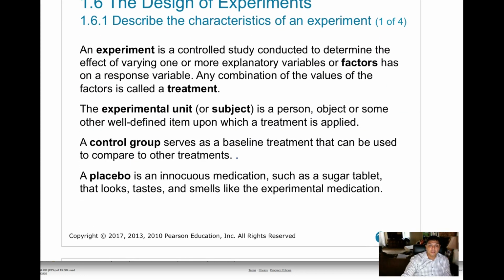The first thing to think about is, what is an experiment? It's a controlled study conducted to determine the effect that varying one or more explanatory variables or factors has on a response variable. So we do something to an explanatory variable because we have a hypothesis that it's going to affect something else, and so we conduct an experiment. Any combination of these values of the factors is called a treatment. When you do something, you treat someone with a medication or different medications.